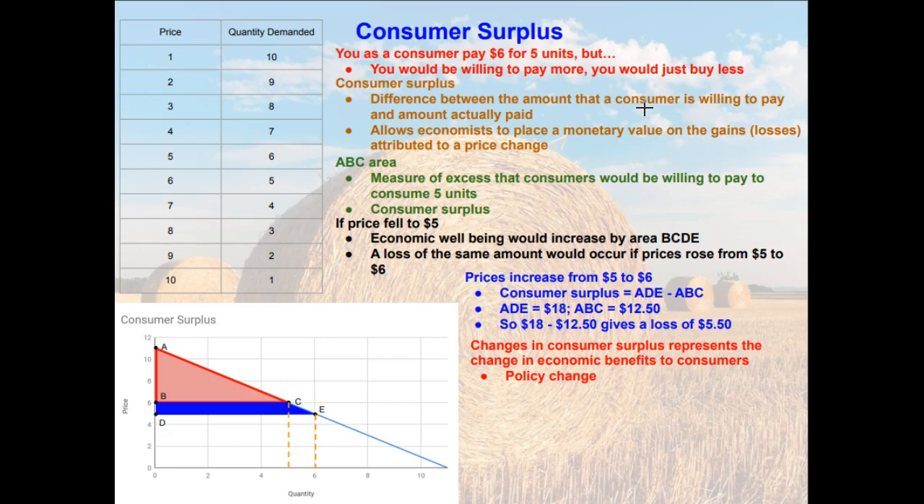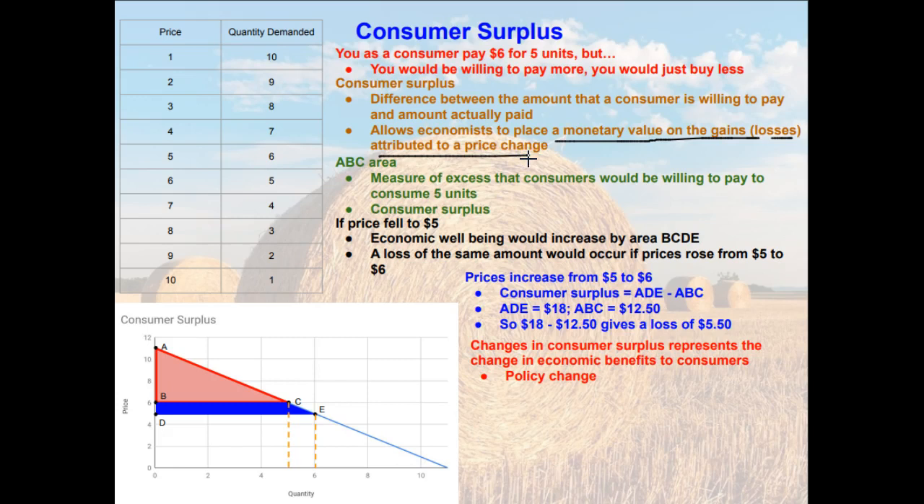It's extra in your pocket. You had an extra $20. It's like you saved $20, right? So that is your consumer surplus: the difference between the amount that you paid and the amount that you would have been willing to pay. And by calculating this consumer surplus, it allows economists to actually place a monetary value on the gains or the losses attributed to a price change.